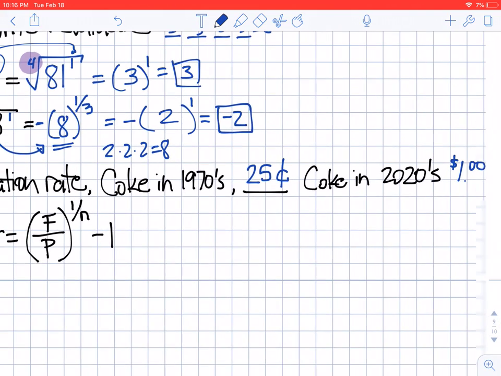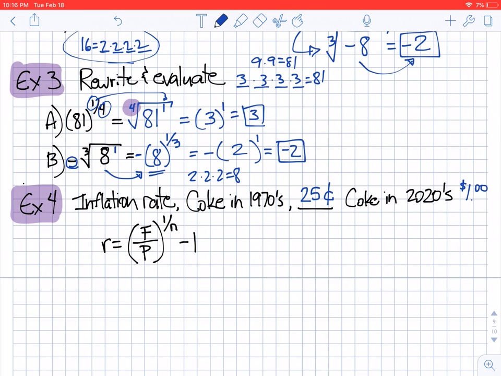All right. There's a formula to calculate inflation rate. And the inflation rate is like how much more expensive things are every year. So I'm going to take the rate is equal to the final cost, which would be 100 pennies over 25 pennies, to the 1 over n power. And n is the number of years that have transpired. And we can see that this would be 50 years.